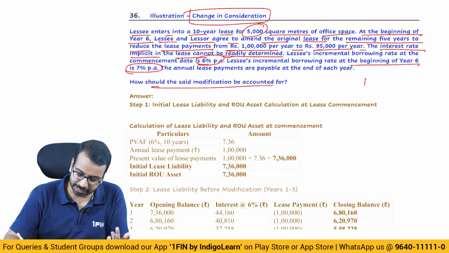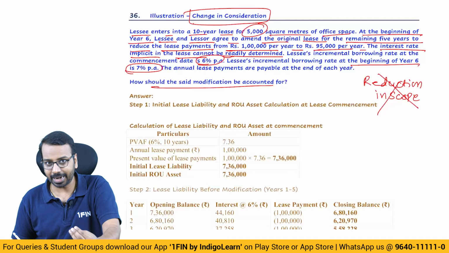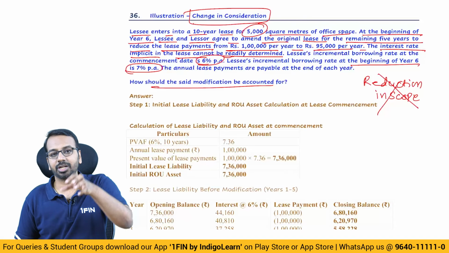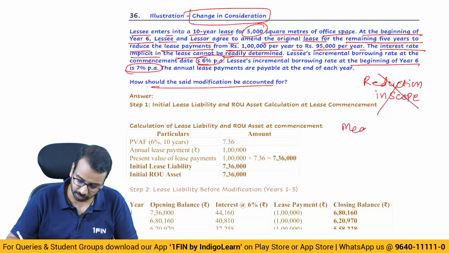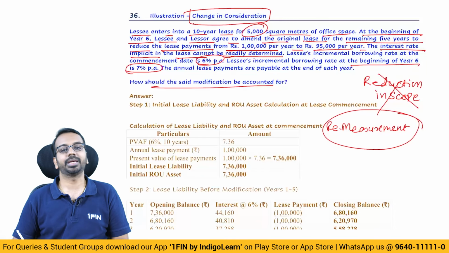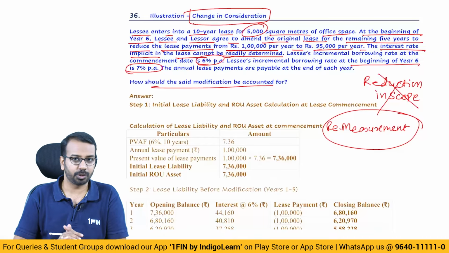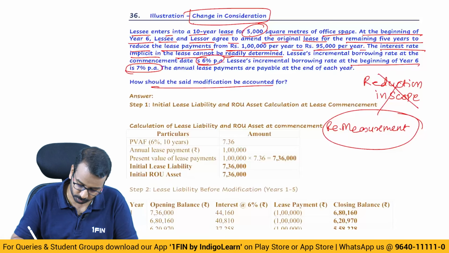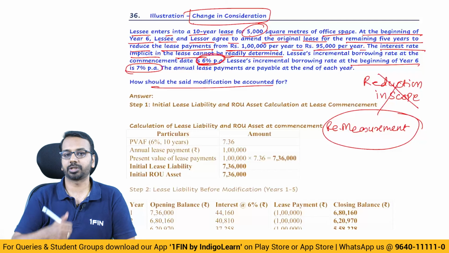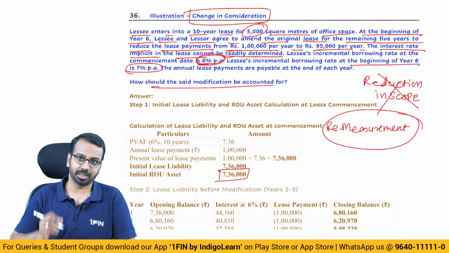Again, I am repeating, is there a reduction in scope? No. There is no new asset being added, so there is no increase. The term is also not increasing, only a change in consideration. So this falls into the case of remeasurement. We will simply do a remeasurement, with no impact being given to the P&L. That is one thing you need to understand. Now, 5,000 square feet discounted at what rate? 6% per annum. Just 2 questions back we did the same thing. The present value comes to 7,36,000. We have already done this calculation.